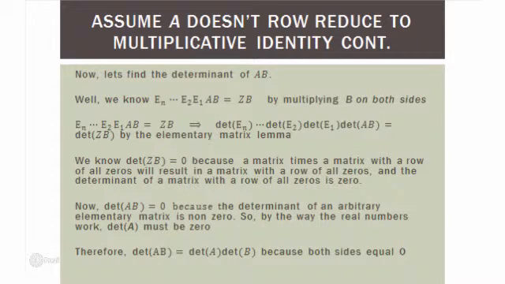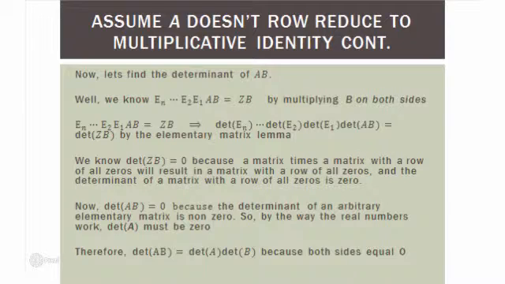Now let's find the determinant of AB. Well, we know the string of elementary matrices times A equals Z, so we can multiply B on both sides. And again, we can separate each of these with the determinant by the elementary matrix lemma, but keeping Z and B together because we don't know we can separate those yet. And we know that the determinant of ZB equals 0 because a matrix times a matrix with a row of all zeros will result in a matrix with a row of all zeros, and the determinant of a matrix with a row of all zeros is 0.